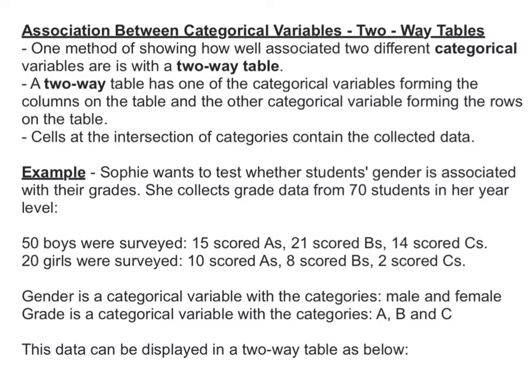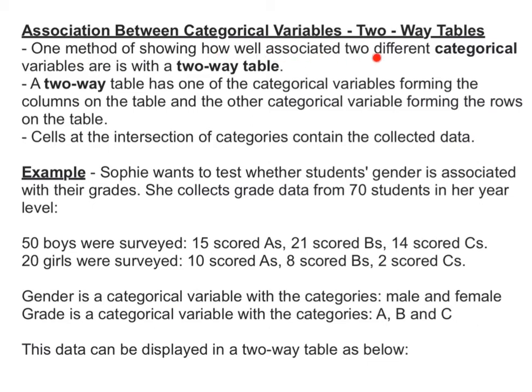So, for example, if we said our categorical variable is hair color, well, the different categories are brown, black, blonde, red, etc. Those have no hierarchy. They have no relationship with each other. One's not bigger than the other, for example. So there's particular ways that we need to display this.